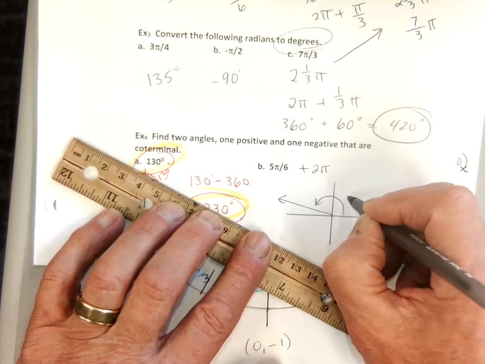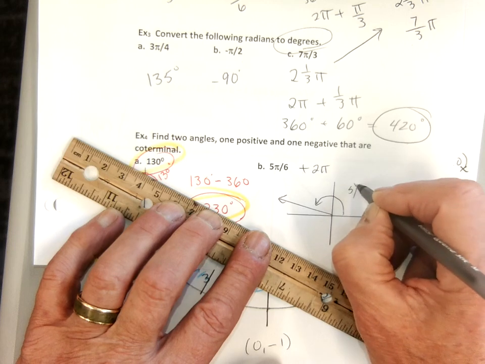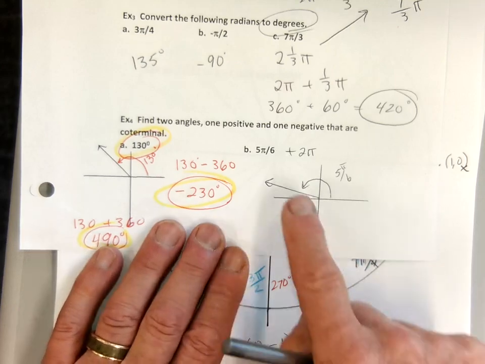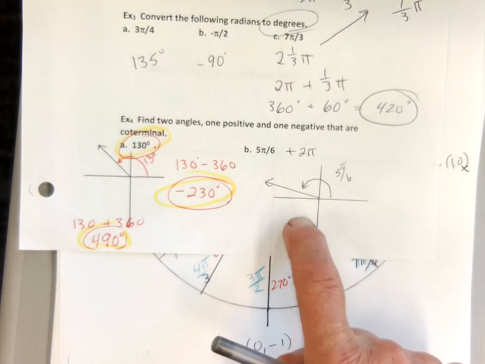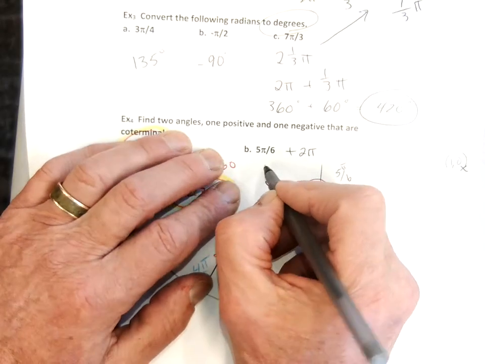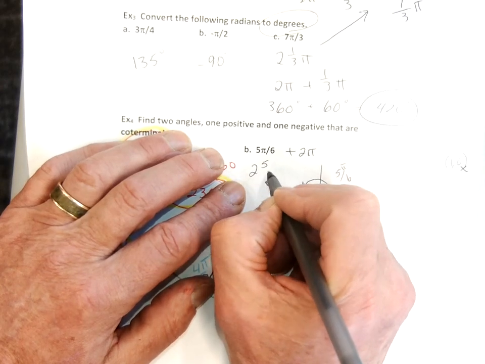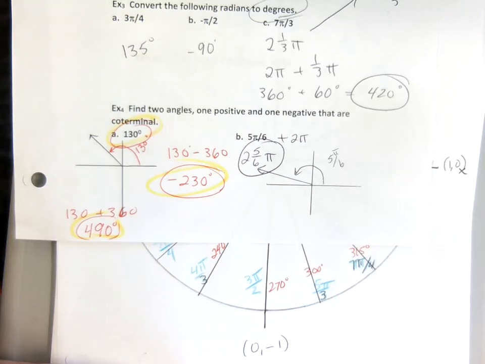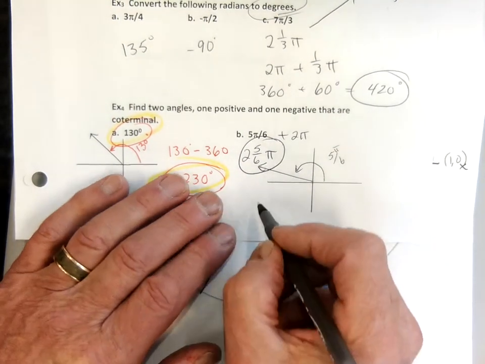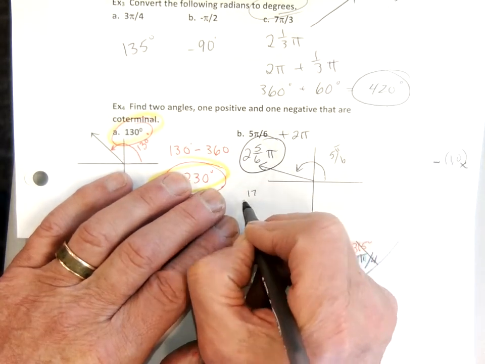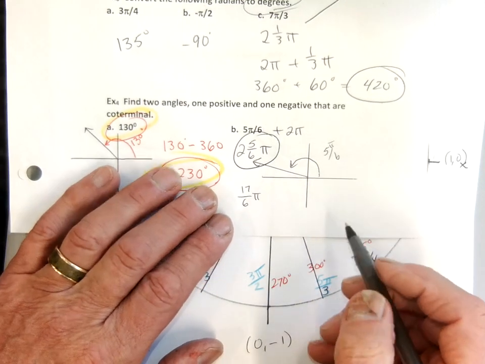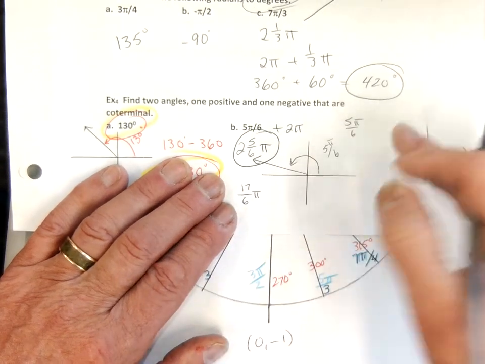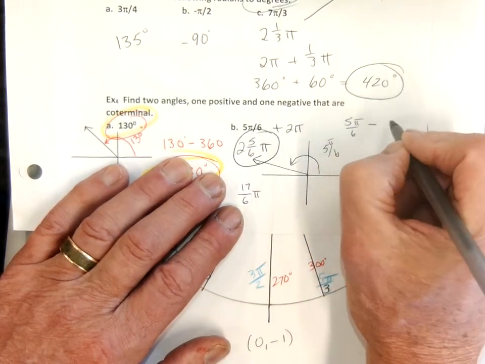That's my 5 pi over 6. It's about 150 degrees. So if I rotate it all the way around, I've got to add 2 pi to it, so that's going to be the same as 17 pi over 6, okay? Or 17.6. Same answer. Or I could take my 5 pi over 6 and spin it backwards, which means I have to subtract 2 pi.